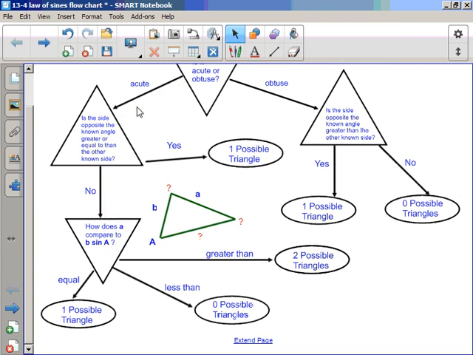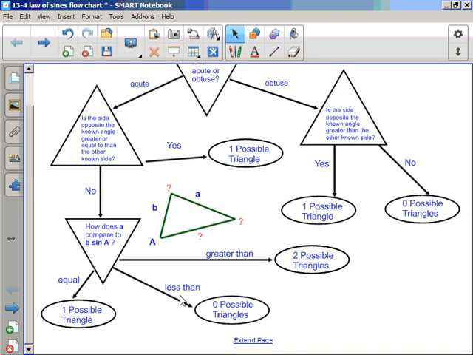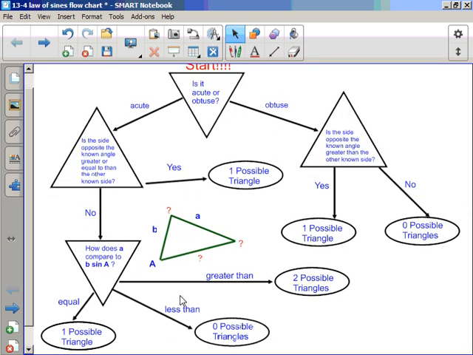Okay, so A is 50. Big A is 50 degrees. Little A is 5. Little B is 9. All right, so it's an acute angle. What we know is acute. So we go down that path. It's a 50-degree angle is what we know. The side opposite, greater than or equal to the other known side?